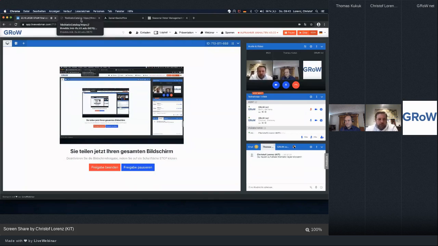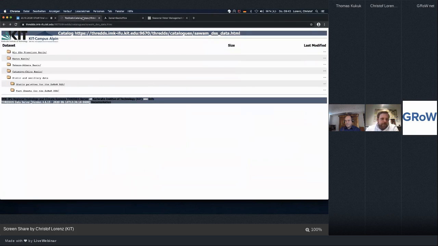Okay, so that's what I want to show you now. And I start first with our server. Now you should see this kind of folder structure, right? I just want to make sure that everything's working. Yes, we see the folder structure.